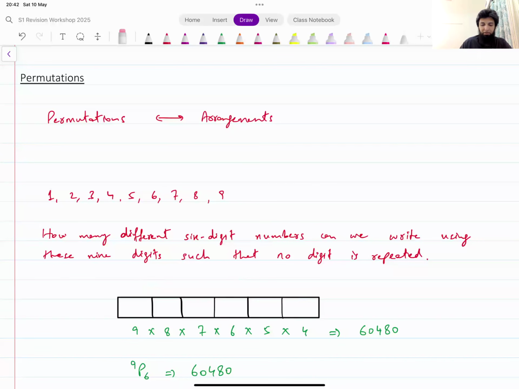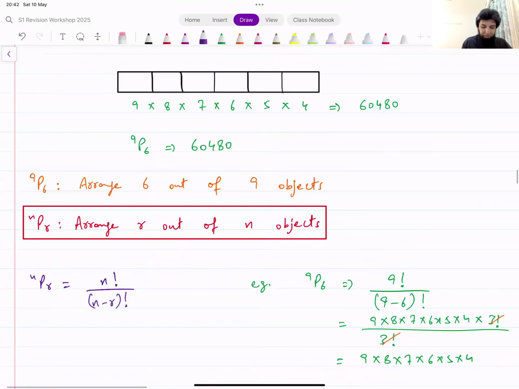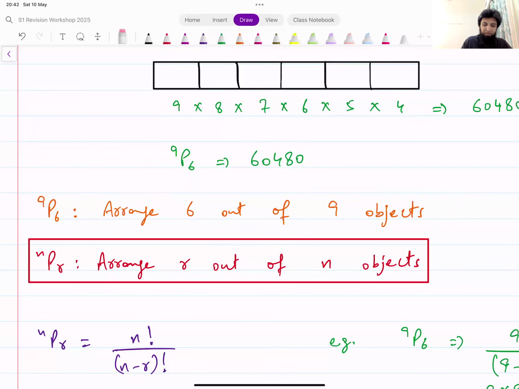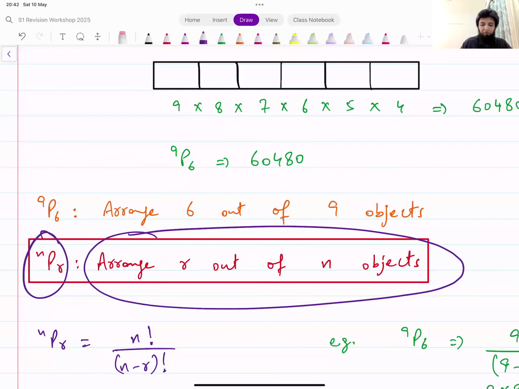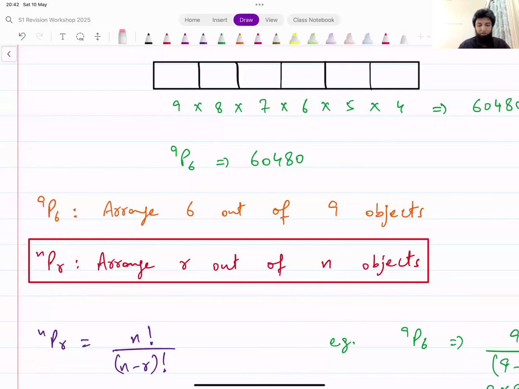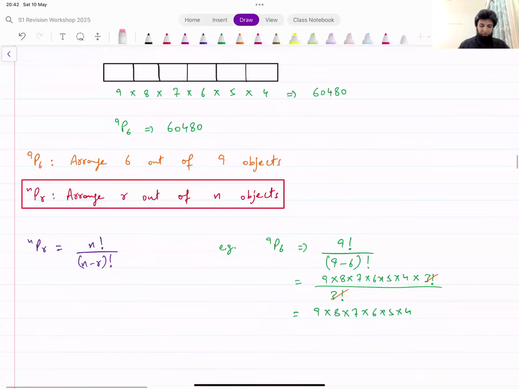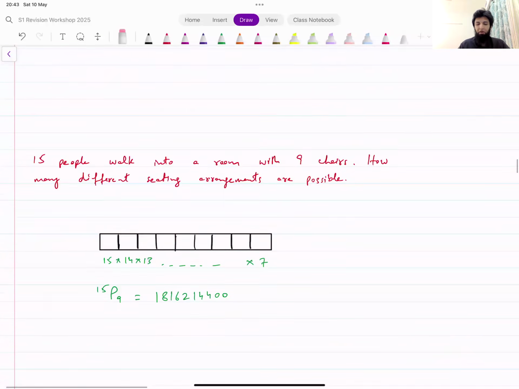Alternatively, you could do it directly like this. You could say there are 9 objects. You want to arrange them in 6 places. That's 9P6, and that gives you 60480. You could do it directly using permutation notation. So what does this notation mean? 9P6 means arrange 6 out of 9 objects. In general, we could say nPr, that means arrange r out of n objects. That's what this notation means in general. Okay. This is the formula for this, but that's not very important for now.